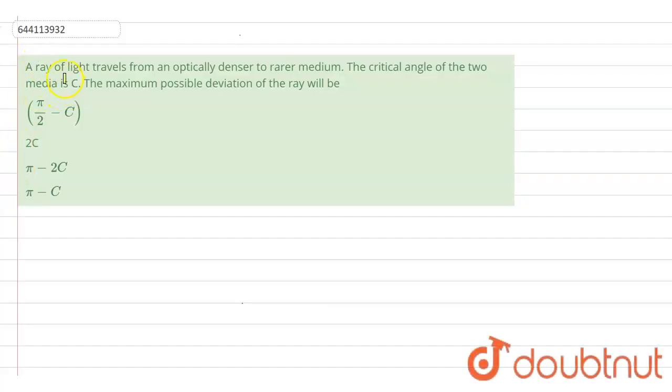Hello everyone, let's begin with this question. In this question it says that a ray of light travels from an optically denser medium to an optically rarer medium, where the critical angle between the two media is C. So we have to calculate the maximum value of deviation for that particular ray of light. Let's solve this problem and find out which of the following options is going to be correct for the question.